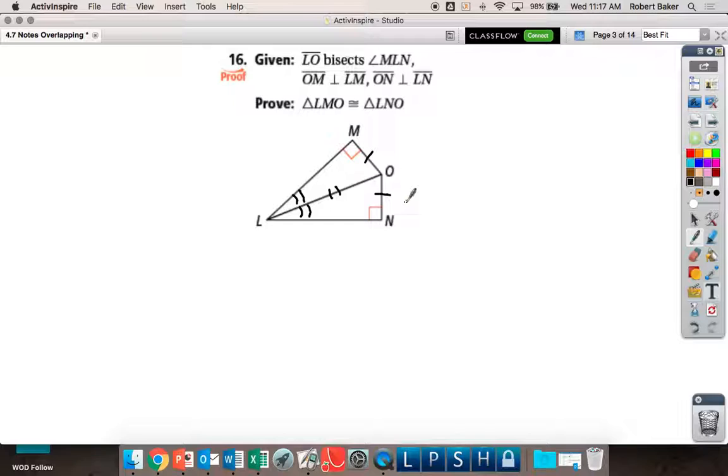So do you want to see all of it, or is that a good conversation? Which way do you want to see it? The HL way or the angle side angle way? I don't care. HL.